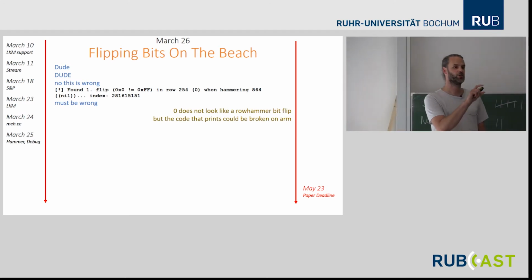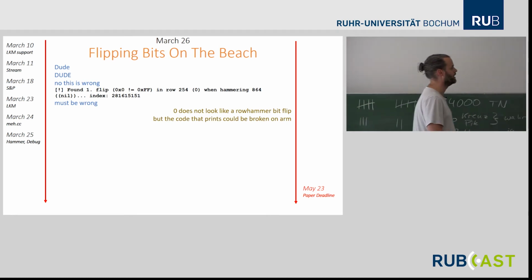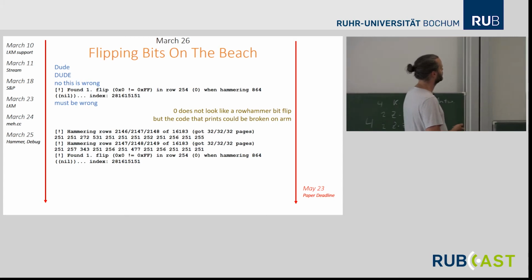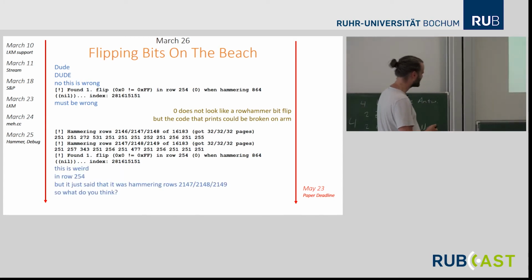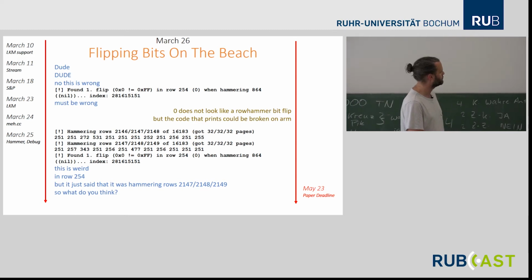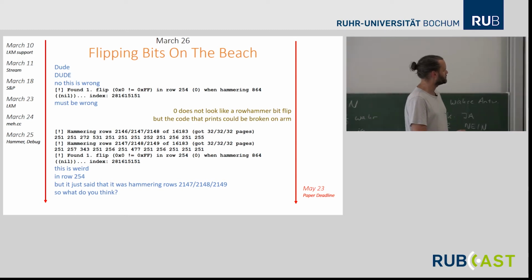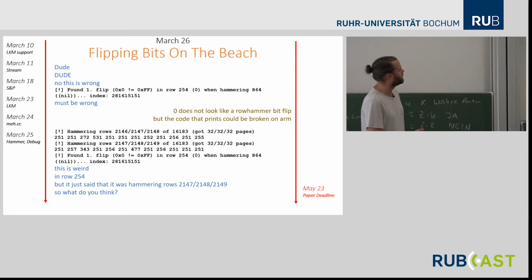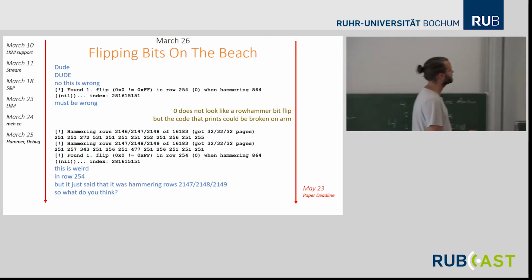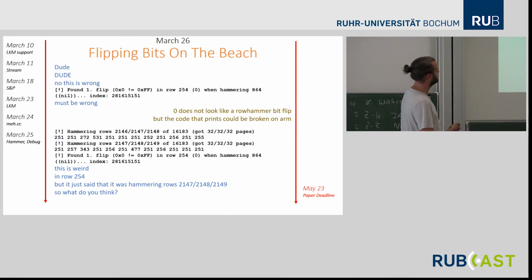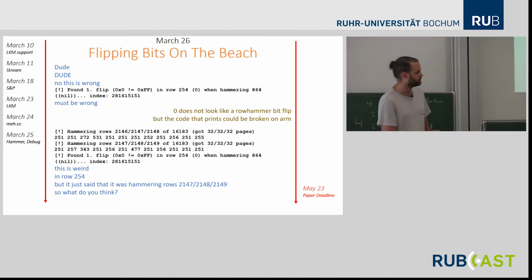But it could be that the code that's actually printing the statement is wrong on ARM. And then I was pasting some more of this output. And then I concluded, it's weird. It's in row 254, but it just said that it was hammering these rows. So what do you think? Maybe some people see it already. So there's 254 here, which is FE, which is exactly one bit flip away from FF.